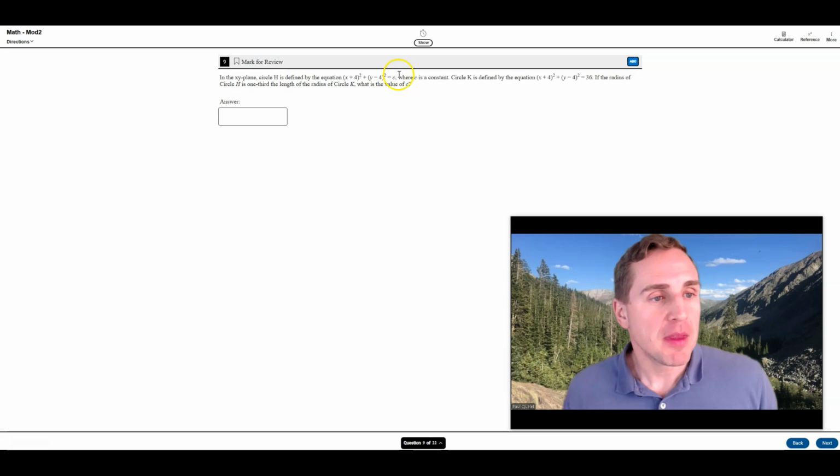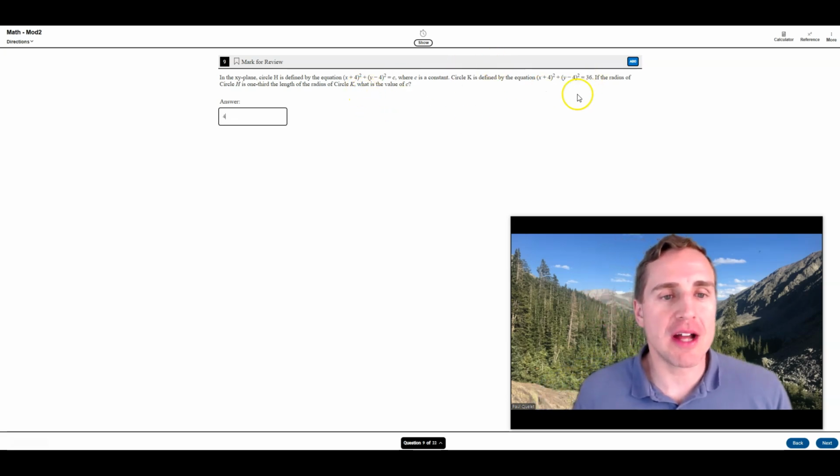Now 2 is the radius, but C is the radius squared for circle H. So the radius squared is going to be 4. So that's what we mean here. We mean that these are two circles which are concentric, having the same center. So I'll go ahead and show you on Desmos that this is the case.